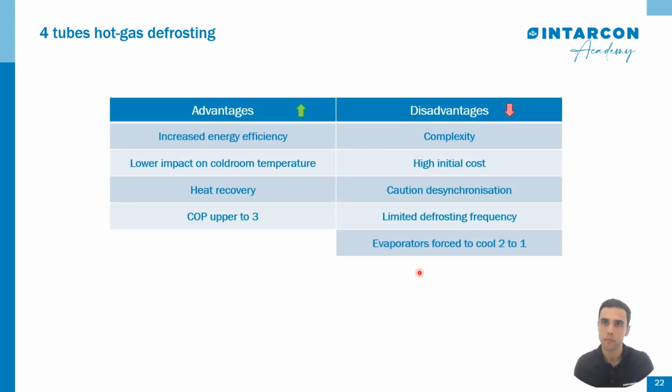The main advantages: increased energy efficiency by keeping the compressor running, additional energy consumption associated with system startup is avoided. Lower temperature impact: by maintaining continuous operation, the temporary rise in temperature of the refrigerated space is minimized. Recover condensing heat from the compressor for defrosting the evaporators. However, this heat recovery is not completely free of charge due to the penalty in compressor consumption. The COP of the defrost heat recovery is higher than 3.